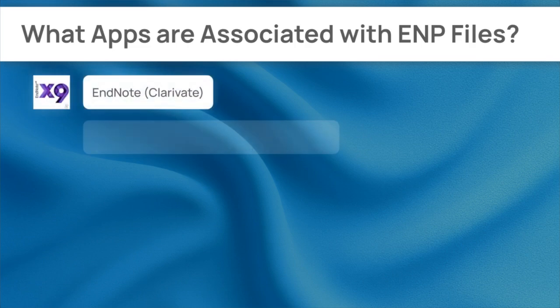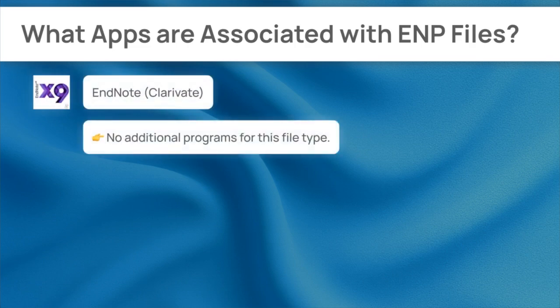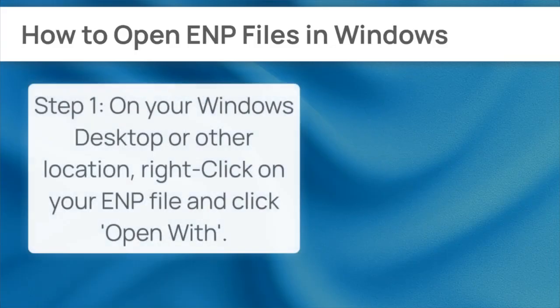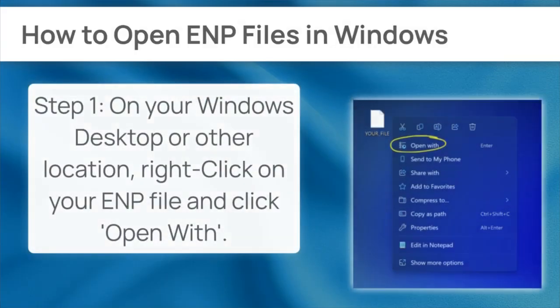We suggest testing the ENP file first with the utility EndNote from Clarivate. Metadata editing, crucial for this file, requires a specific application beyond standard Windows viewers. Windows displays only general characteristics, while full access requires specialized programs. We are testing every installed program for file recognition.